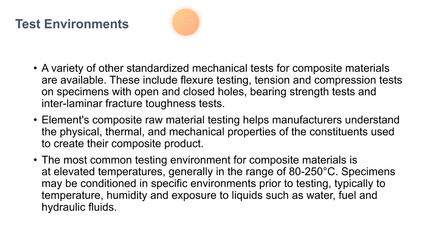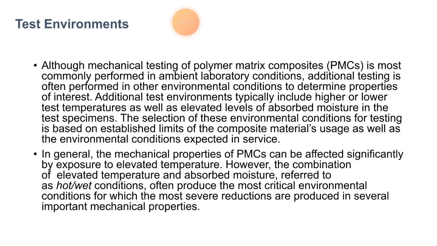These include flexure testing, tensile and compressive tests on specimens with open and closed holes, bearing strength test and interlaminar fracture toughness test. For composites, raw material testing helps the manufacturer understand the physical, thermal and mechanical properties of the constituents used to create their composite products. The most common testing environment for composite materials is elevated temperature, generally in the range we saw earlier, 82 to 50. The specimen may be conditioned in a specific environment prior to testing, typically to temperature, humidity and exposure to liquids such as water, fuel and hydraulic fluid.